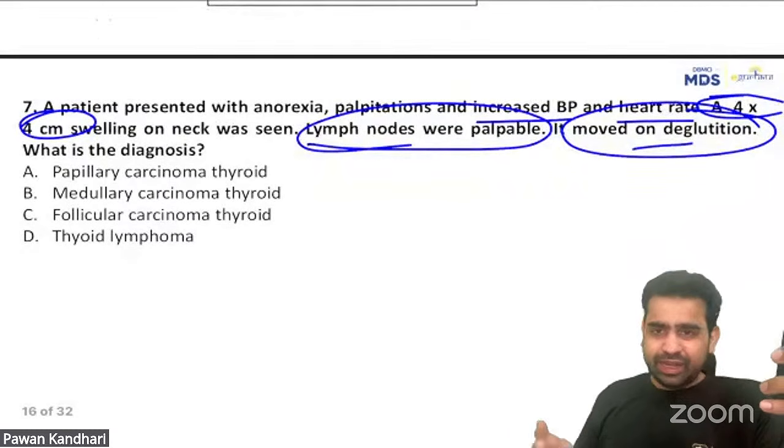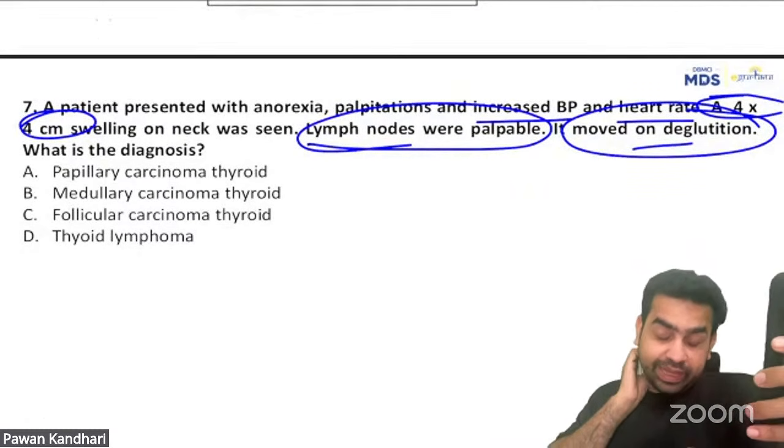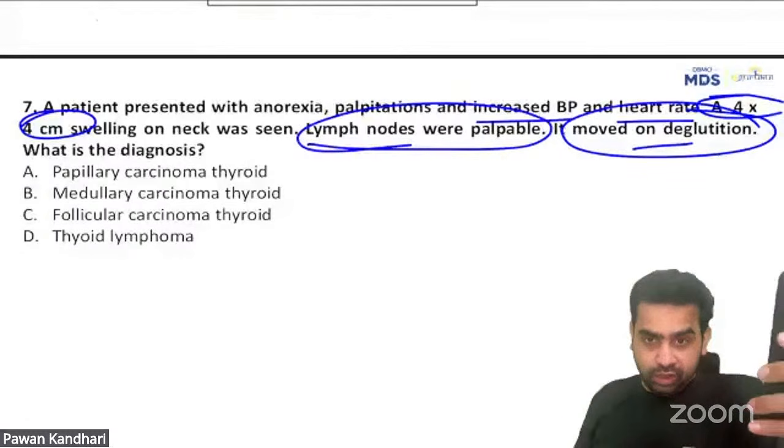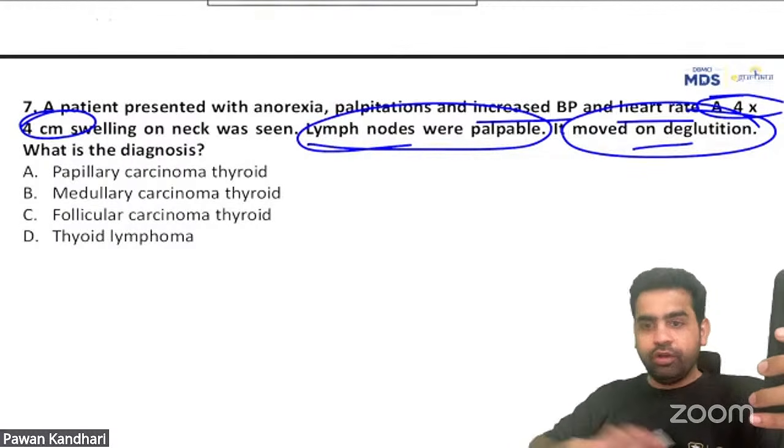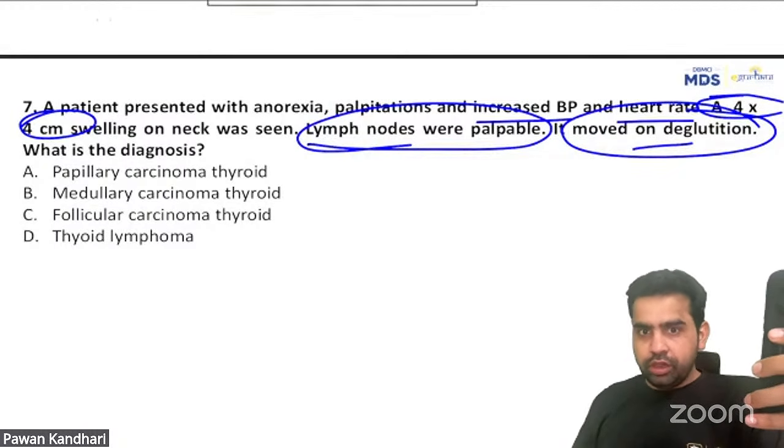Now this can be practically any thyroid swelling. Any thyroid malignancy can present like this. But they have not given any affinity finding or anything like that. But when it comes to this, you cannot start arguing in the exam. There's nobody to argue, right?